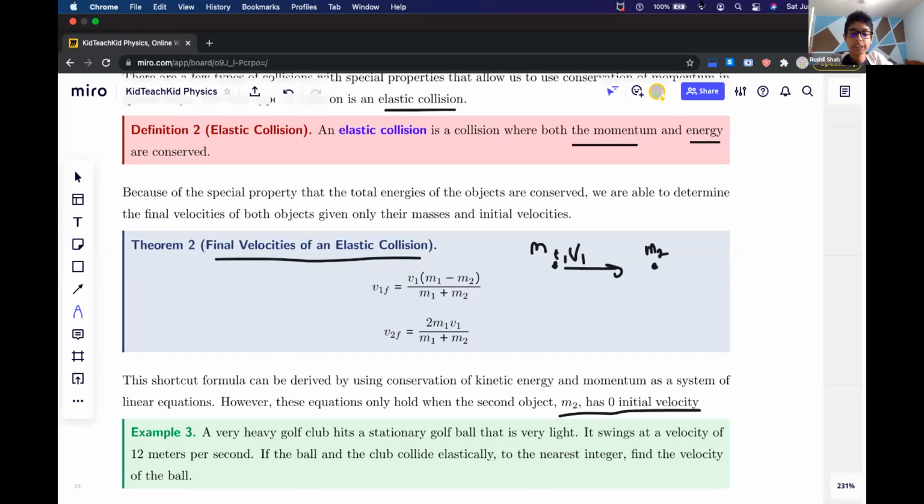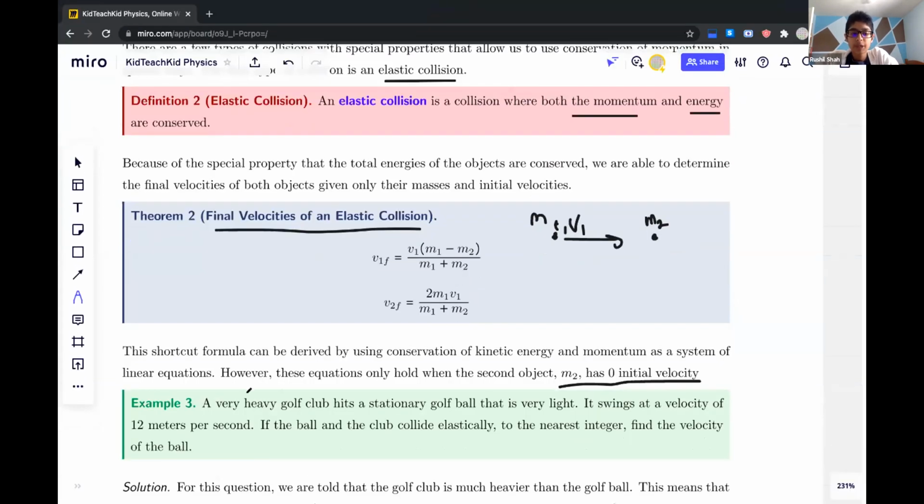Okay, so the first hint I'm going to give is the problem uses some special wording. It says a very heavy and a very light. So we're assuming that the golf club is very heavy and the golf ball is very light. And what that allows us to do is approximate. So we can approximate the mass of the golf ball as 0 or the mass of the golf club as infinity, because 0 is very light and infinity is very heavy. So we can either let the mass of the golf ball be 0 and solve, or we can let the mass of the golf club be infinity and solve. So that's the first hint I'm going to give.